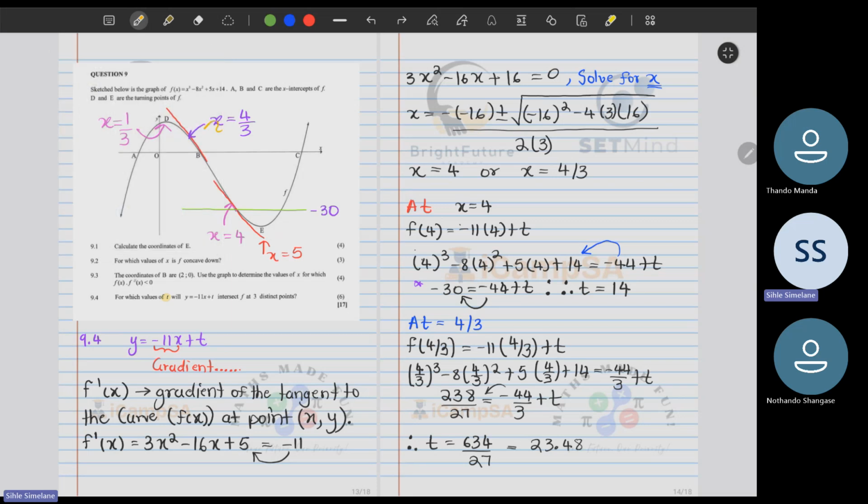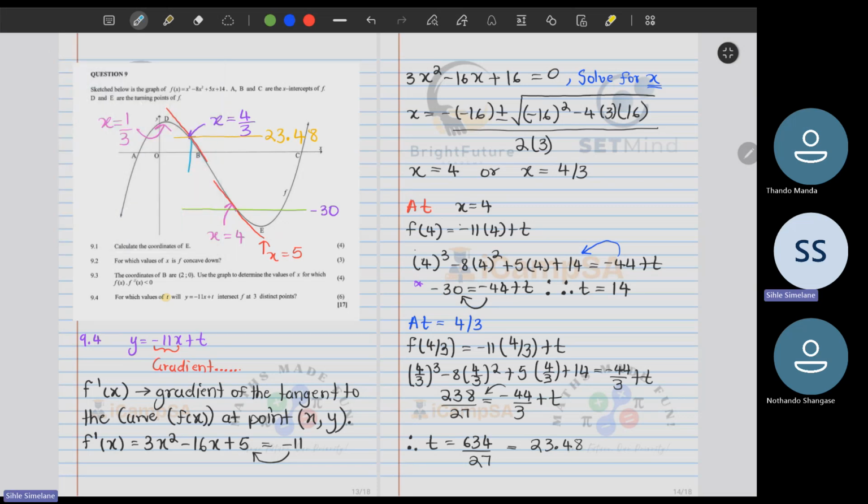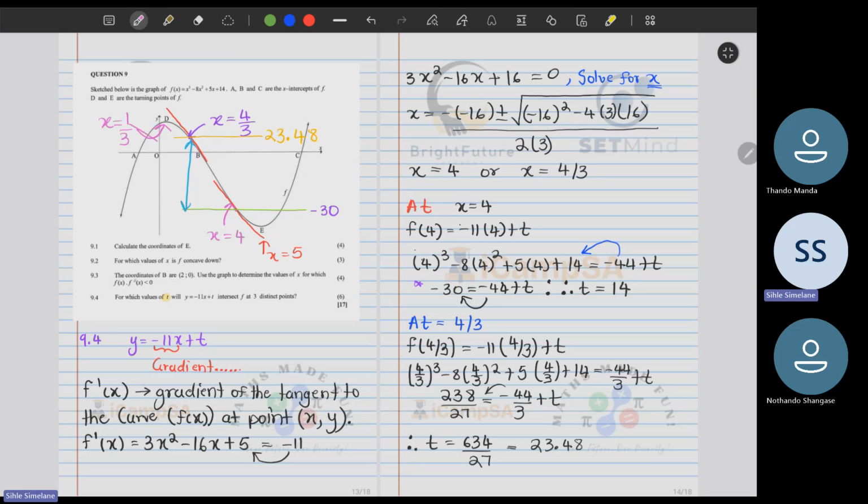Yeah, what we are finding is our y value there is just what we found now, 23.48. So all we are saying now is if we keep the t value to be something between these two values, then we would have done our job. We keep the t values to be something between these, because if our t value is between these two, it means it will cut 3 times. Okay, and that is just the simple idea.